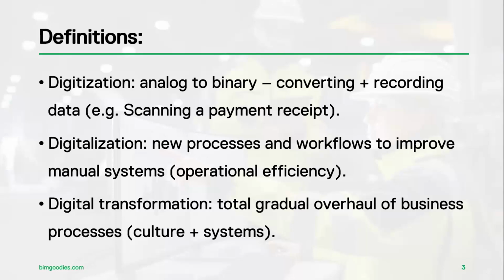Then for a business to say that they have achieved digital transformation, this is when technology has been helpful in the business and has impacted mostly the culture of the organization and the existing systems of the organization. So there is what we are calling a total gradual overhaul of business processes. So technology becomes part and parcel of how we transact, how we do business, how we implement our projects, how we communicate with the clients, and all that.